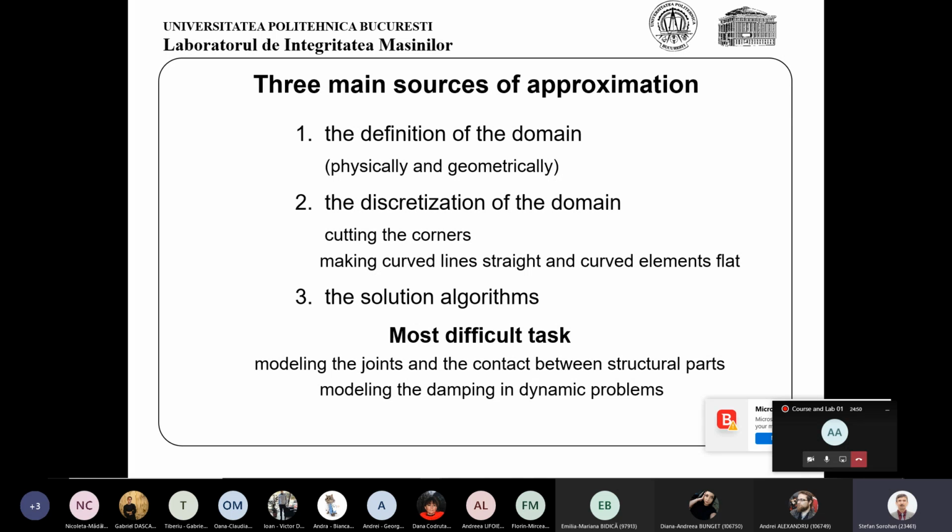We have a lot of approximation, but 3 main sources of approximation will be given in this slide. So the definition of the domain, physically and geometrically. Physically means that we must know some material properties, Young modulus, Poisson ratio, and so on. Geometrically, we have a shape.